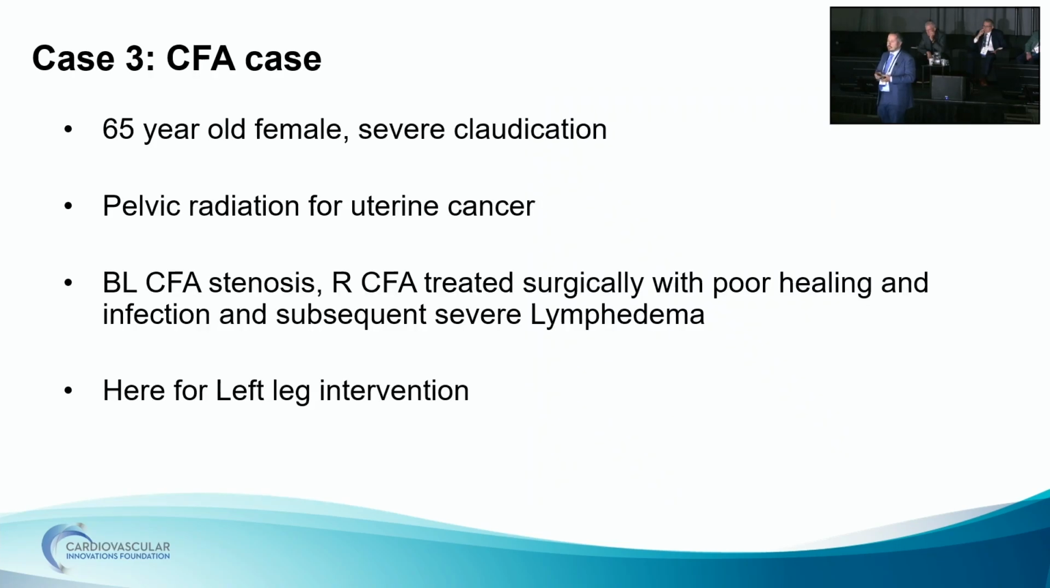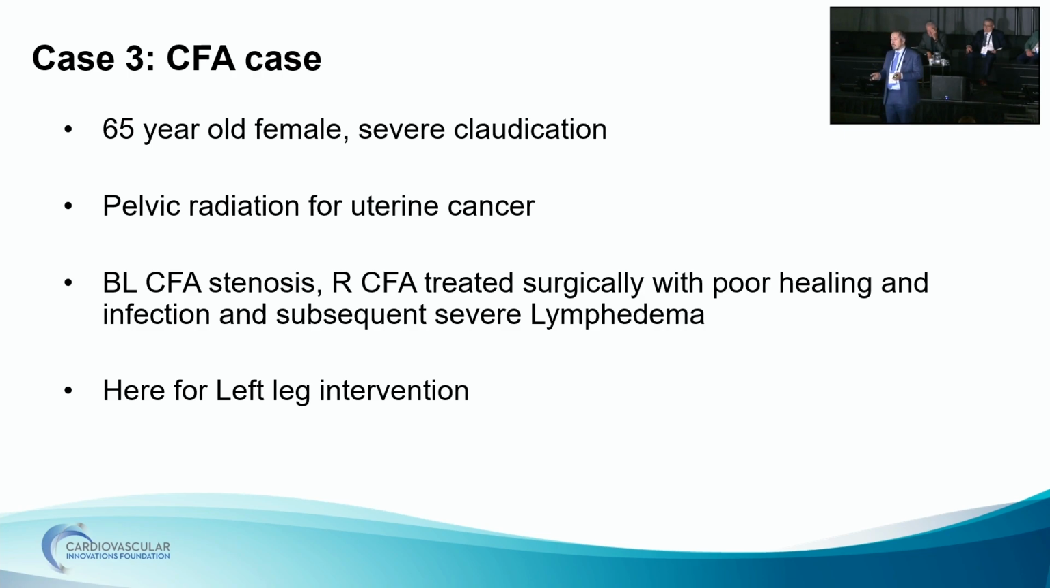This is a 65-year-old female. I'm just going to go through all the cases, different types of cases where it would be used, and we can open for discussion. So, a 65-year-old female, severe claudication, had pelvic radiation for uterine cancer. She used to live in Arkansas. She was referred for a bilateral common femoral artery stenosis, and she appropriately received the gold standard of care, which is surgery. Unfortunately, she had an infection and a cyclic lymphedema that lasted for 6 months. When she moved to Dallas, she came to see me for her left leg, and her first words were, I don't want surgery.